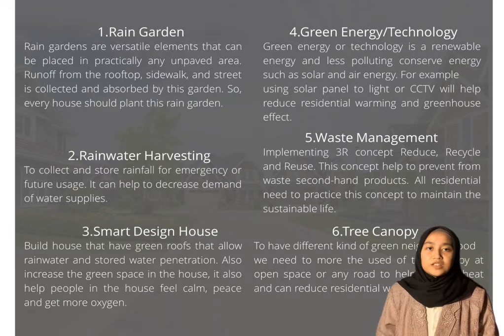Second, rainwater harvesting. It helps to collect and store rainfall for emergencies in future. It can also help to decrease demand of water supplies. The third one is smart design house. We need to build houses that have green roofs that allow rainwater penetration and store water. Also increase the green space in the house. It also helps people in the house feel calm, peace, and get more oxygen.